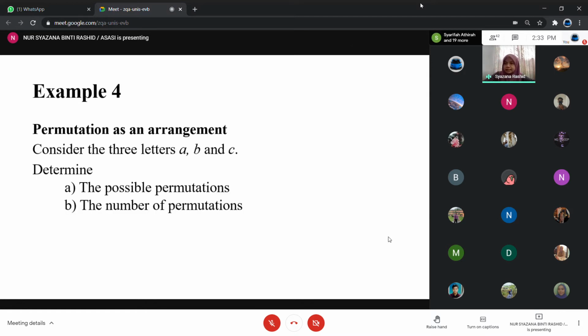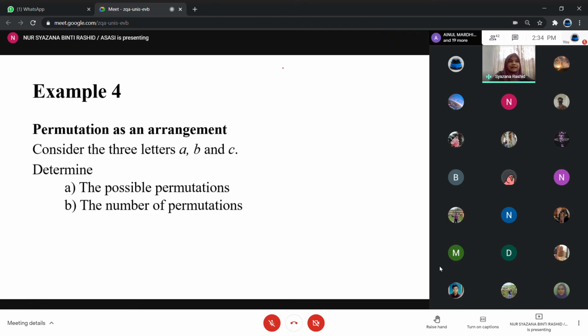Okay, this is the example. Consider 3 letters ABC. So obviously ABC are different letters. So kita boleh apply lah yang first. And we want to arrange all letters in a row. Okay, we want to arrange in a row. In a row maksudnya dalam satu barisan, dia ada starting, dia ada end.